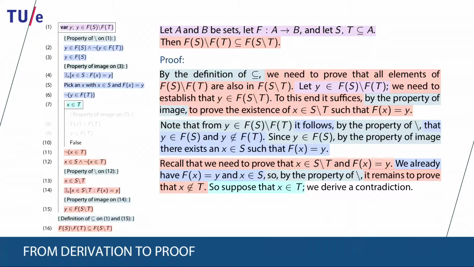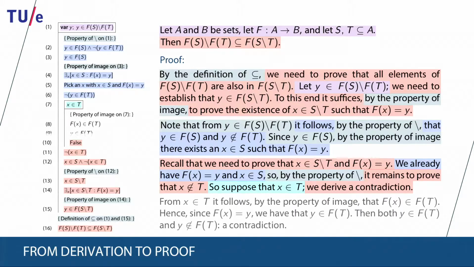To prove that x is not in T, we assume that it is in T, and set out to prove a contradiction. The proof can now be concluded in forward reasoning mode. Using the property of image, we may conclude that f of x is in the image under F of T. And then, since f of x equals y, we find that y is in the image of T under F. We conclude that we have arrived at two contradictory statements, as was our goal.